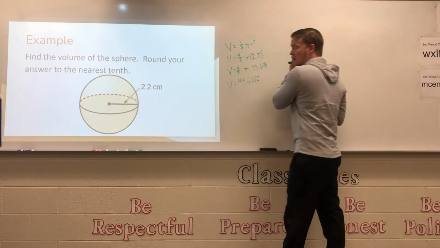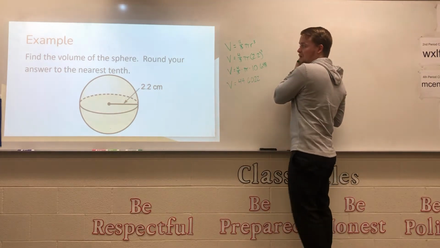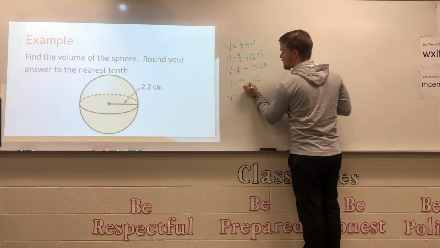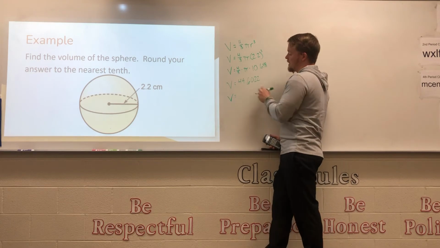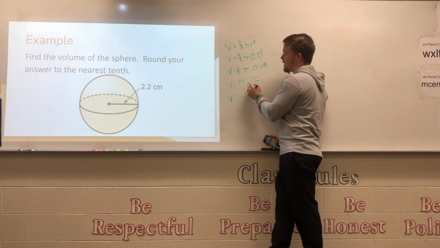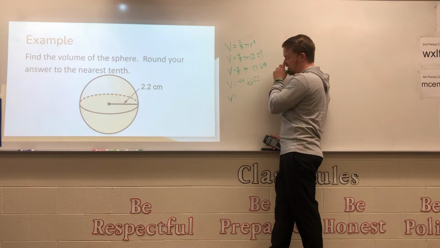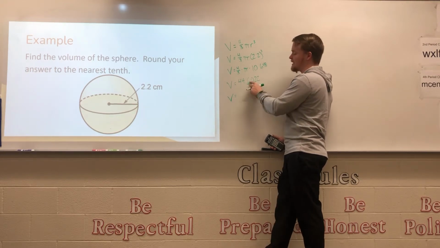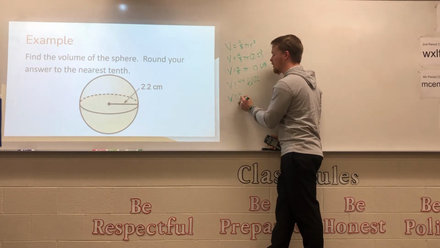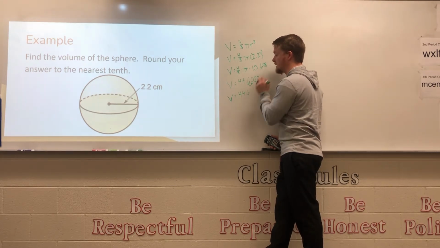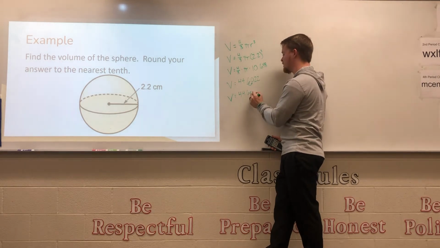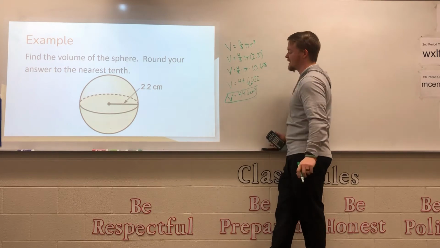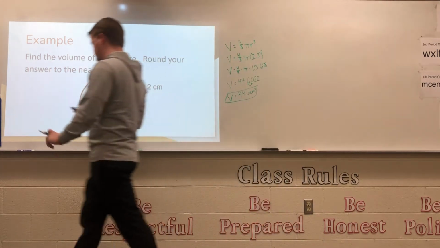44.6022, and so on. This says to round your answer to the nearest tenth. So if I'm rounding to the nearest tenth, the tenth spot is the spot right behind the decimal point. If I'm rounding to that spot, I look at the number behind it. So the number behind it is 0. That tells me to keep the tenth spot the same. So 6 stays as 6. So my final answer is 44.6. And my unit is centimeters cubed. So there's your final answer, 44.6 centimeters cubed.